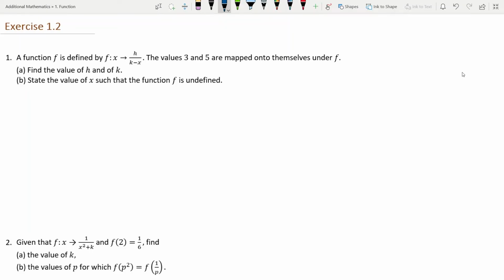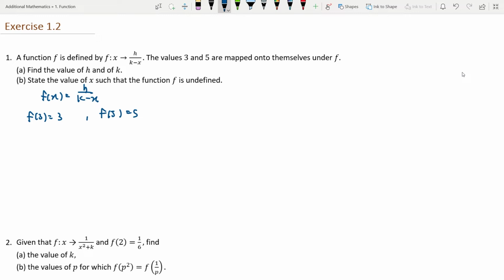Question 1. A function f is defined by f such that x is converted into h over k minus x. The values 3 and 5 are mapped onto themselves under f. Here we have the information f of x equals h over k minus x, f(3) equals 3, f(5) equals 5. A. Find the value of h and of k.